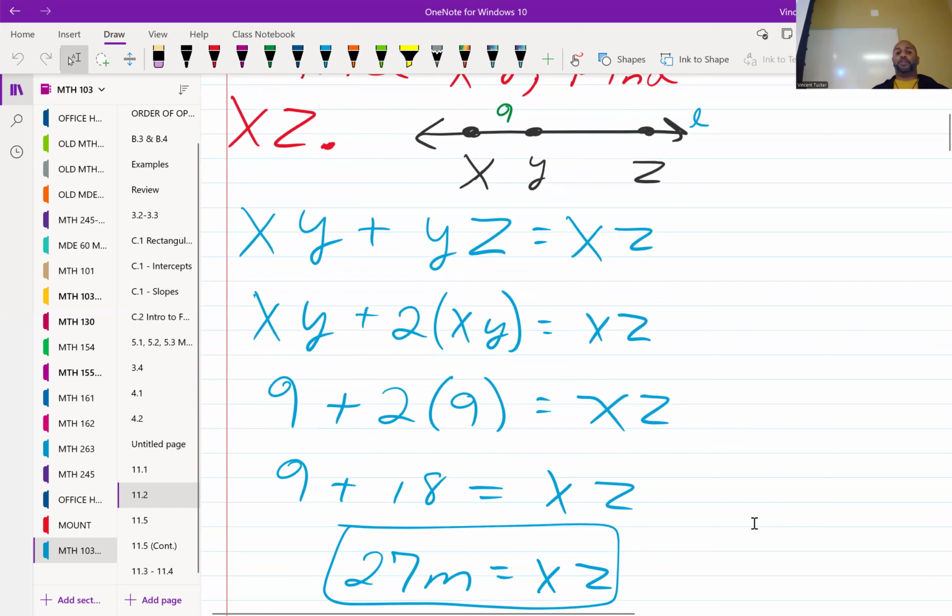So, and then go ahead and do the math. 2 times 9 is 18. 18 plus 9 is 27. 27 meters.